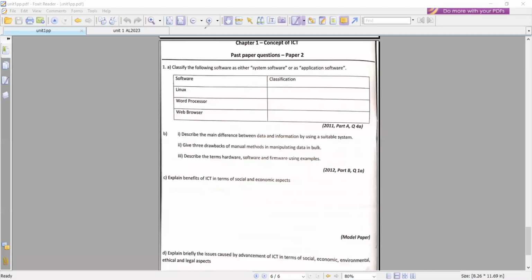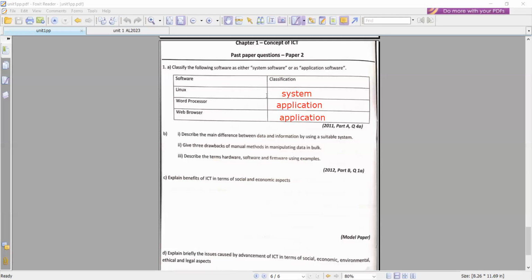So classify the following software as either system software or application software. Linux is system software. Word processing is application software. And web browser is also application software. You have put the correct answers, good.